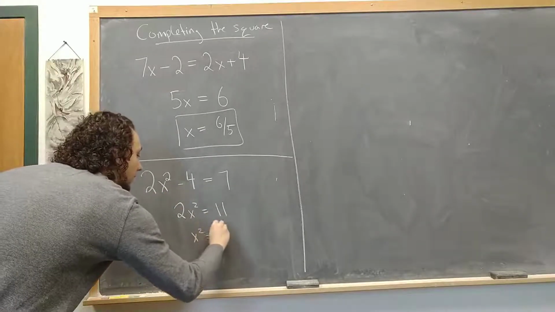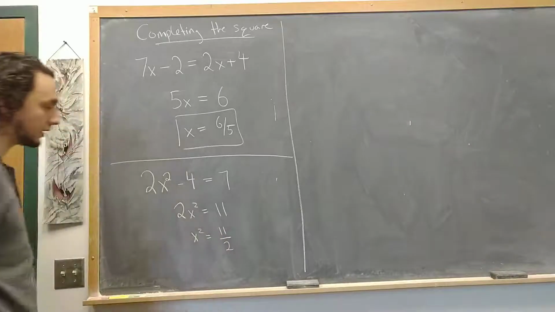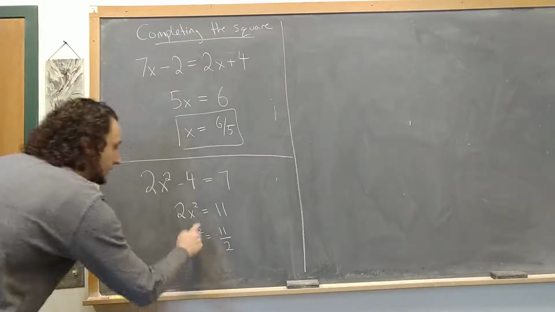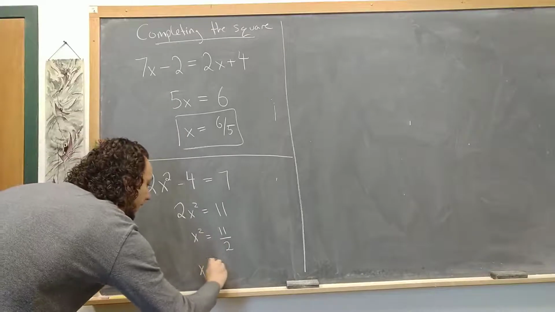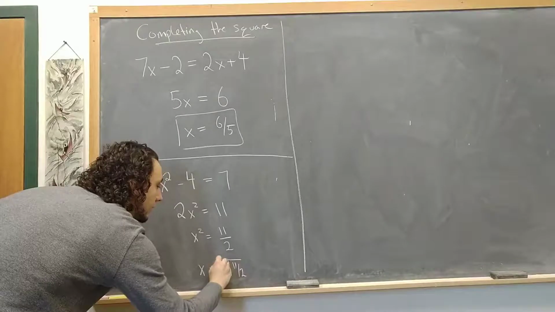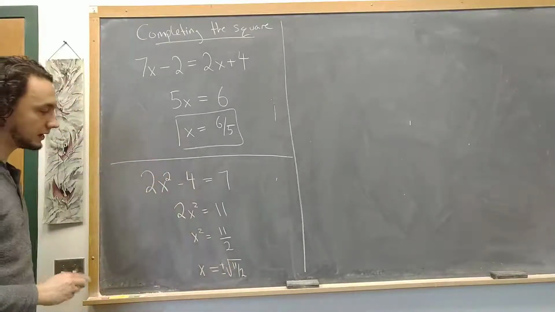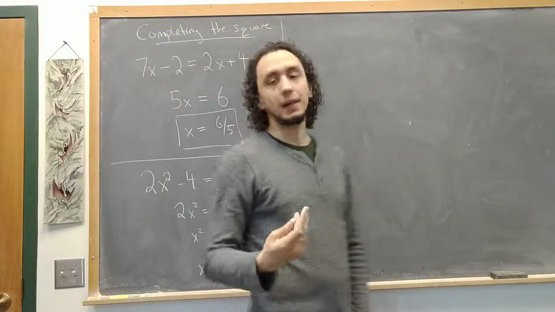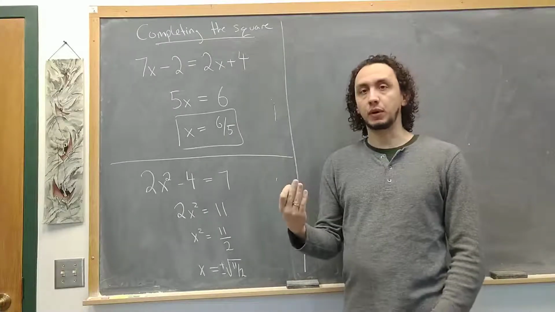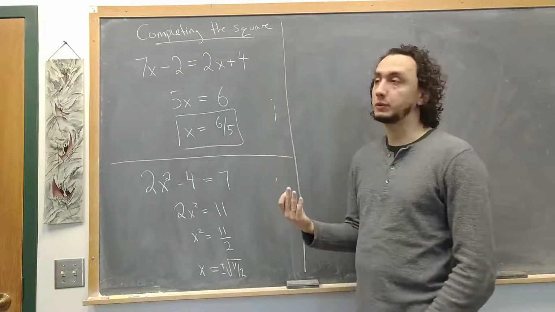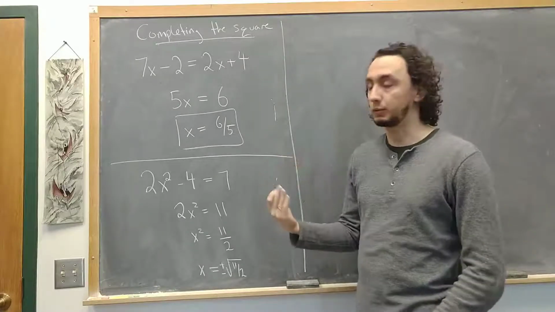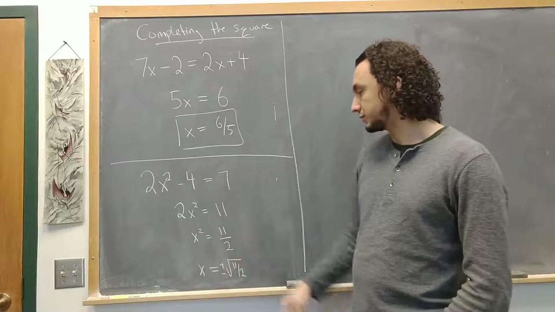So x squared equals 11 divided by 2. And now we've almost isolated the variable. Since x squared equals 11 over 2, we get that x equals the square root of 11 over 2 with a plus or minus in front. I have to put the plus or minus because whenever you take the square root of something, for example, the square root of 4 is 2, because 2 times 2 equals 4, but it's also negative 2, because negative 2 times negative 2 equals 4. So I always have to have the plus or minus.